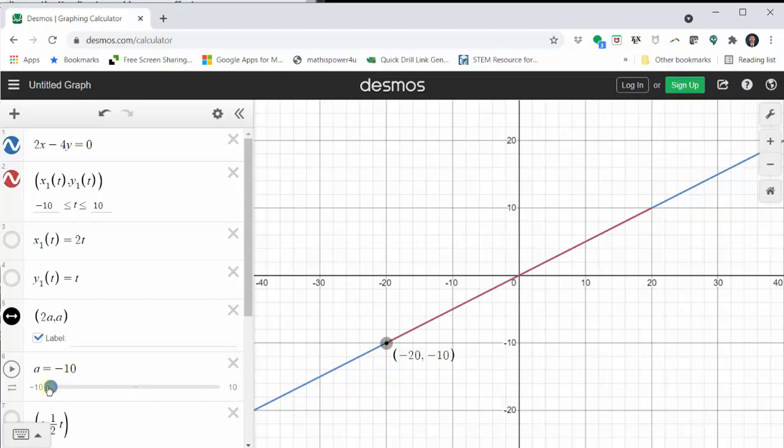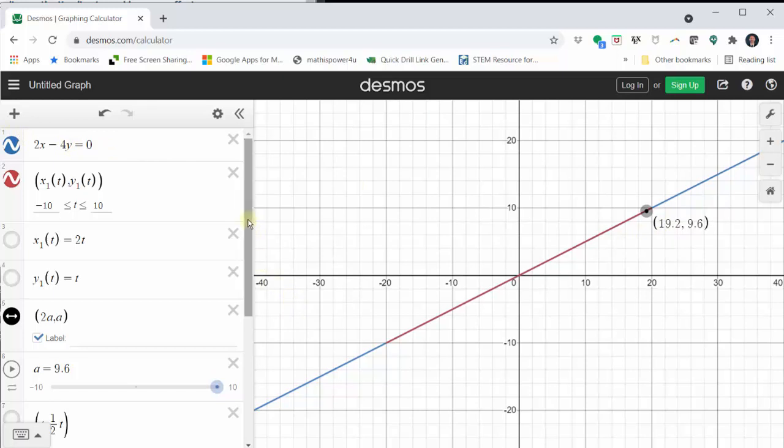And as t increases from negative 10 to positive 10, we can see the direction in which the line segment is being traced out. So you can think of this as a way to animate a point along a particular path using parametric equations. Again, each of these points are on the red line as well as the blue line, and therefore each ordered pair is a solution to the original linear equation.